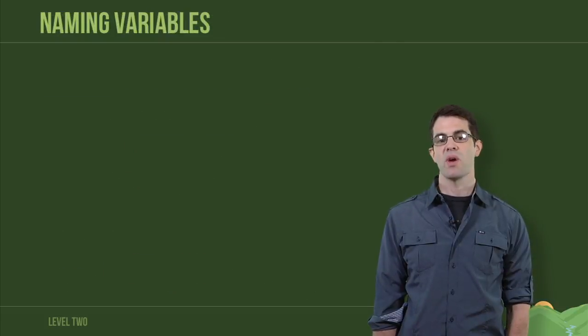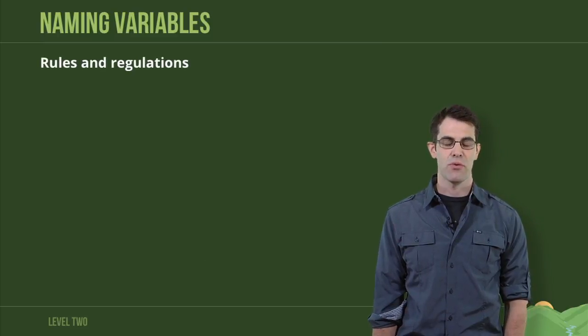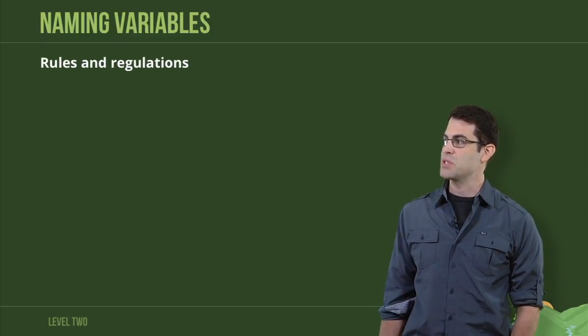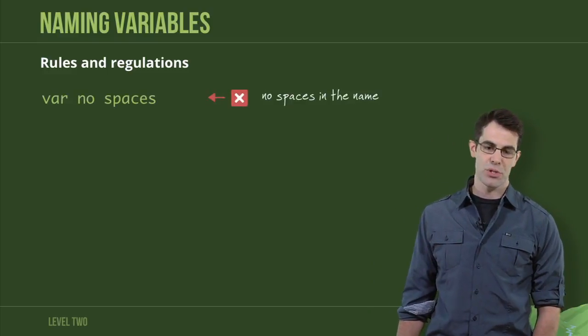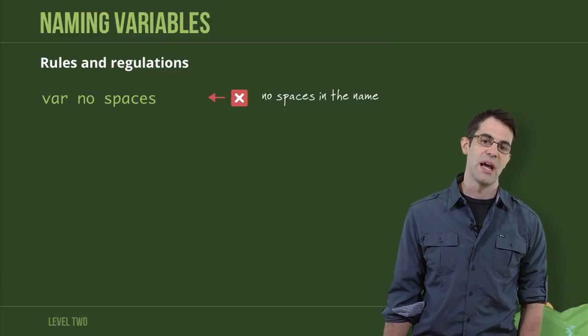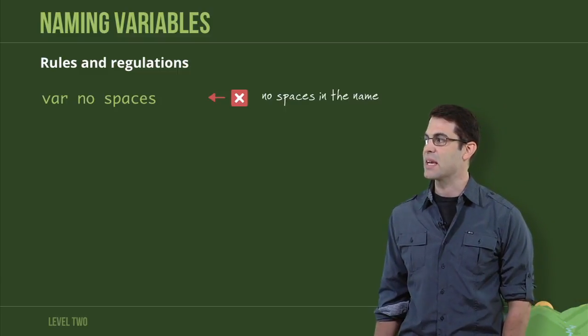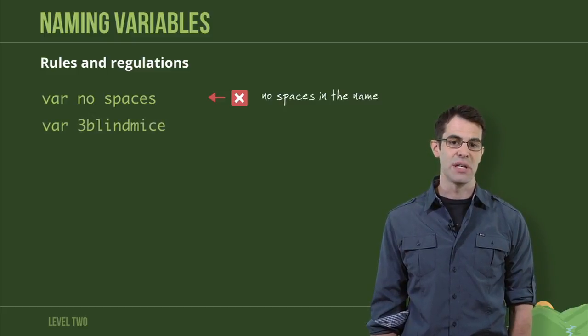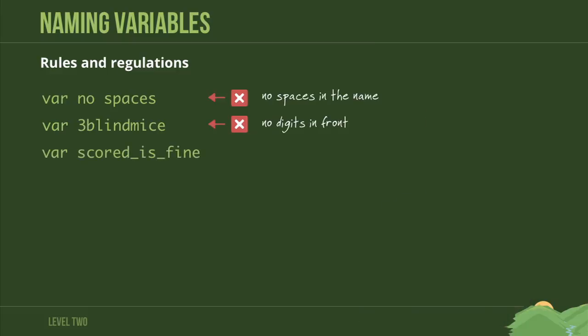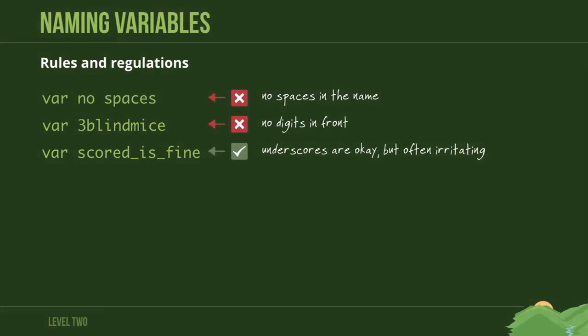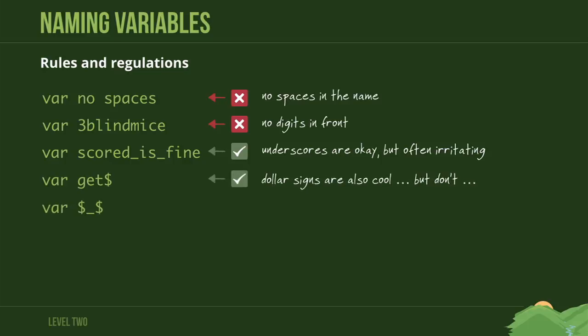Now there are some rules and regulations that we follow in JavaScript for naming variables. The first is that we can't have any spaces in the variable name. The compiler will return an error to you if you try to put spaces inside a variable name. The next thing is that we can't have any digits at the front of our variable names. We don't like that, the compiler doesn't like that. We can use underscores, although they're often irritating. We can use dollar signs. I think not. We can even use dollar signs and underscores together. So this is slightly stupid, but it's technically legal.